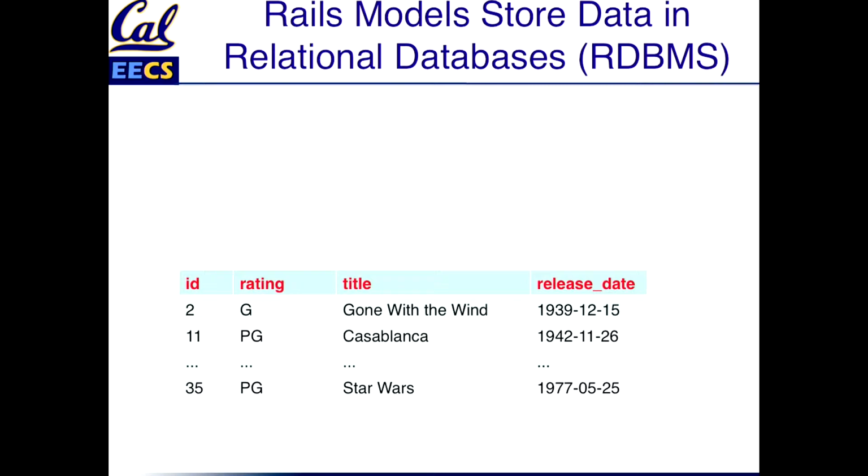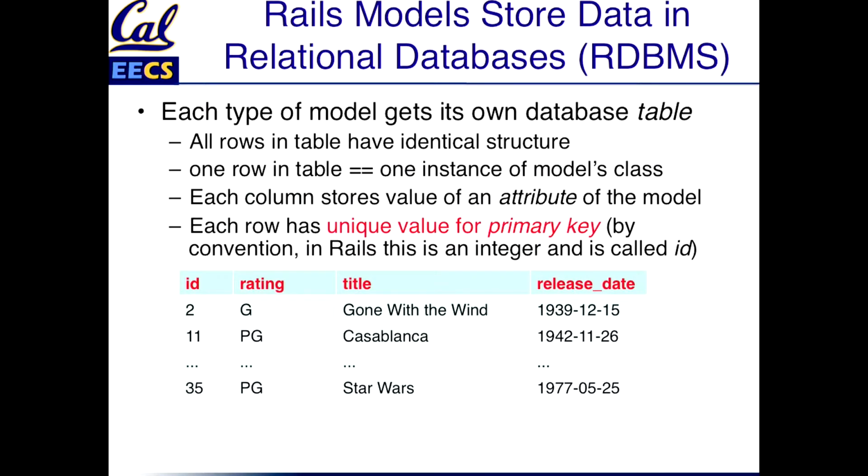Now, in the case of Rails, I think many years ago we all agreed that relational databases have won the battle for being the way that most web apps store their data. And roughly speaking, in a relational database, each kind of model that we have is going to get its own table in that database. All the rows in the table have the same structure. That's part and parcel of what relational databases means. And one row in the table is one instance of a particular model class.